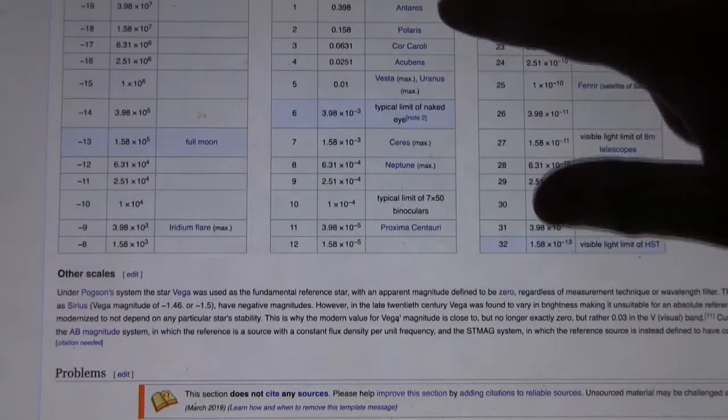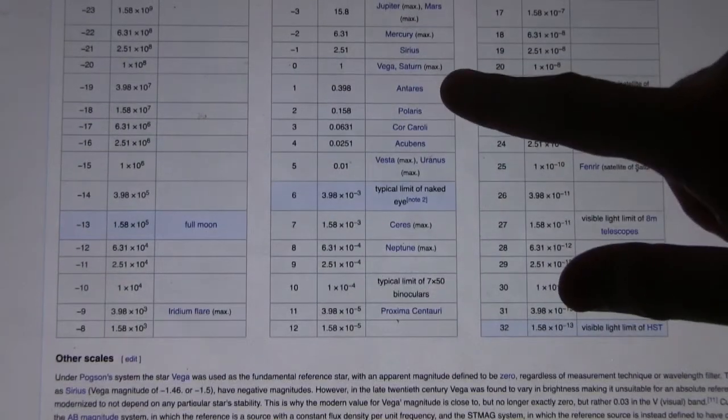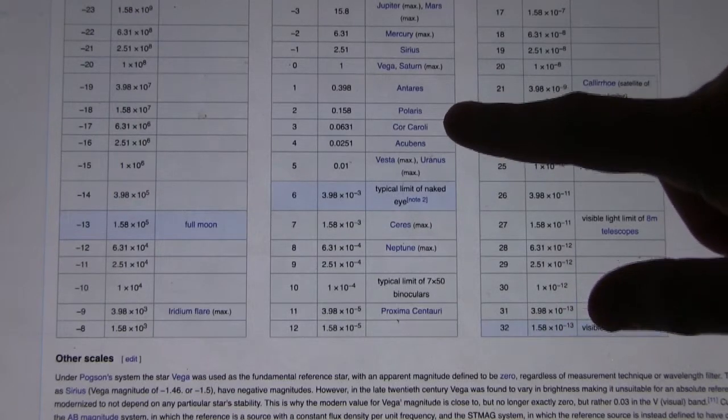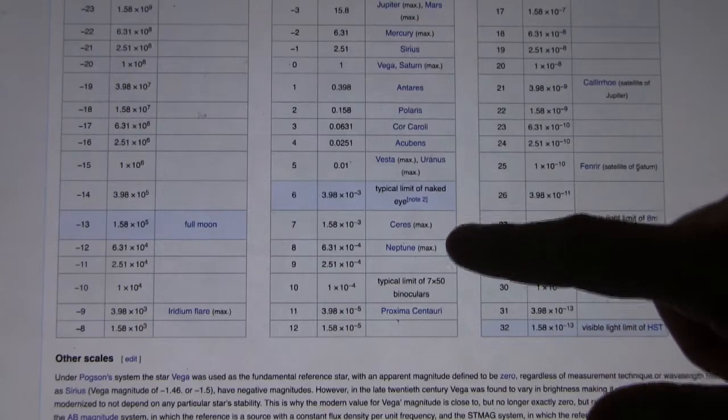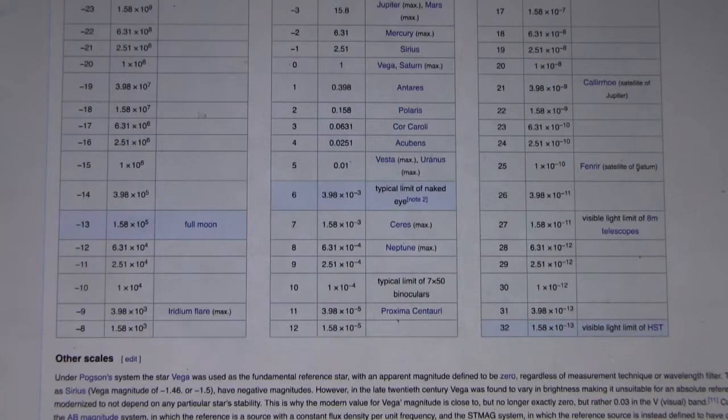And then going into fainter objects, maybe you know some of these. Antares. Have you ever heard of Antares? I think that's another star. Okay. So I think it's a big star. Polaris, North Star. All right. Do you know any of the names of any of these objects going down here? Well, Uranus. Okay. Vesta is another one. All right. Ceres and Neptune.